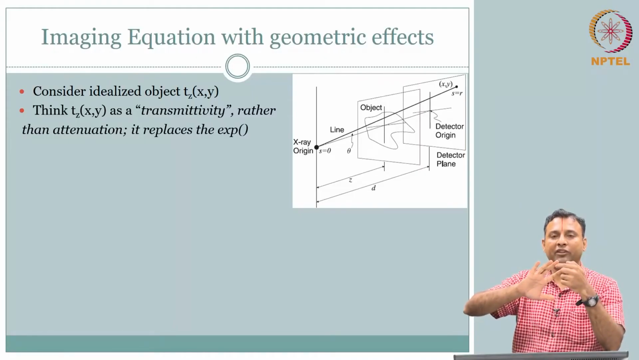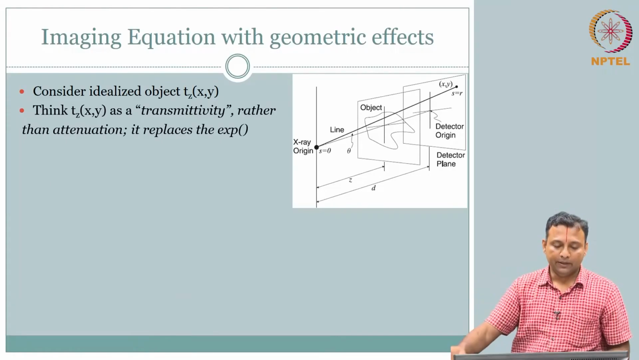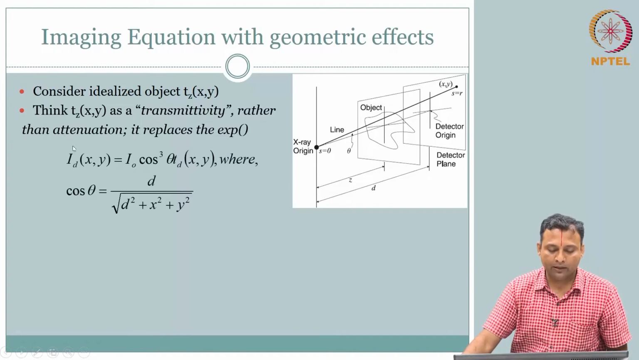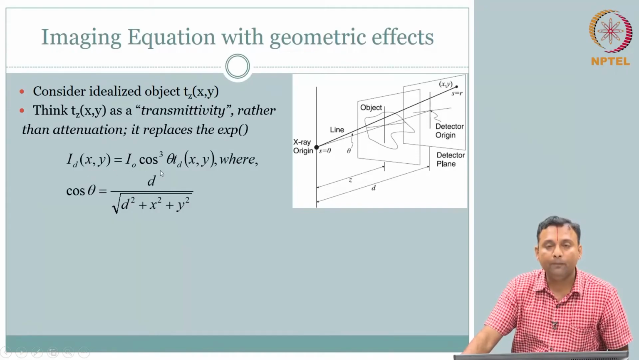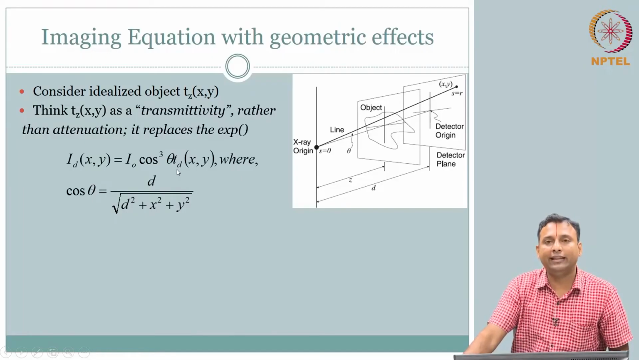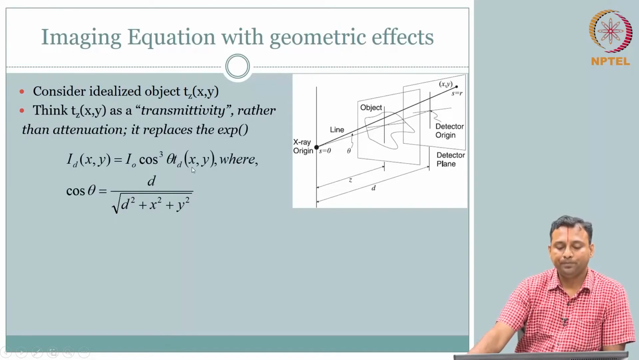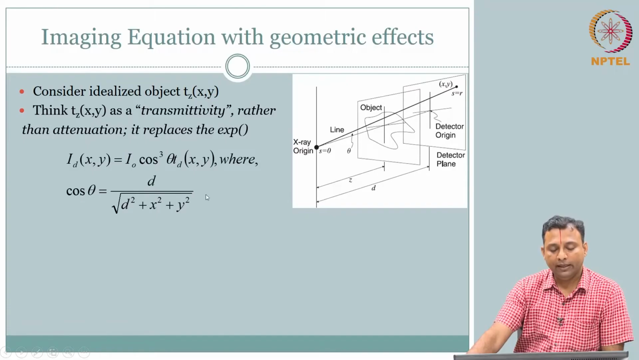So depending on the transmittivity function, what comes out is determined. Okay. So in our equation, instead of exponential minus mu delta x, we can replace that. This is the same I naught cos cube theta, where you had exponential of minus mu delta x. That part is replaced, and for convenience we are calling it Td of x comma y, where cos theta is like before, nothing but d by d square on the xy plane. So d is your distance from the source to detector.